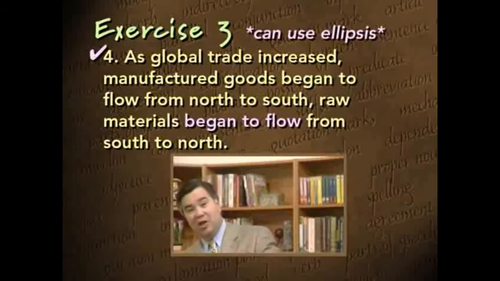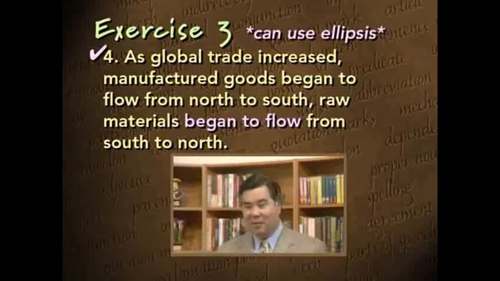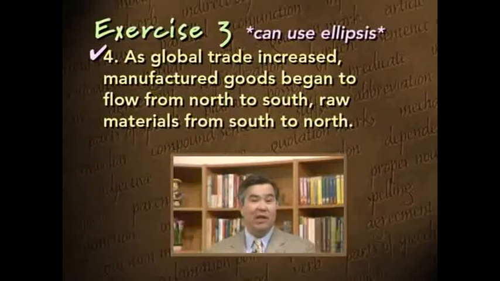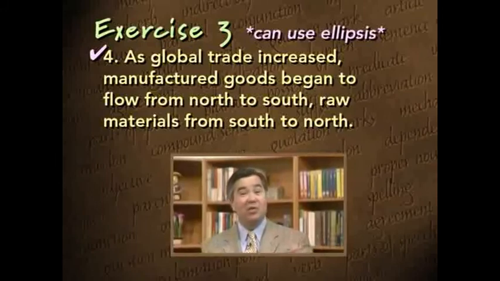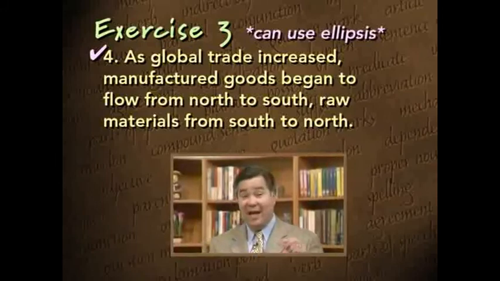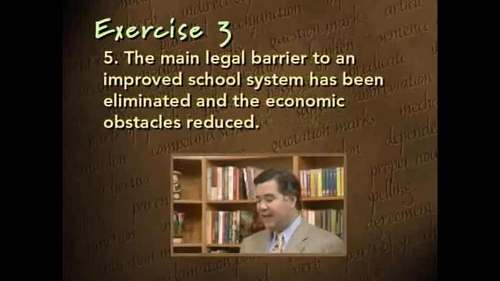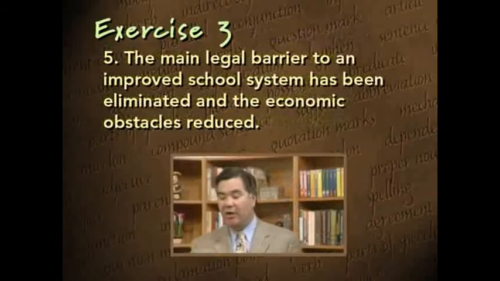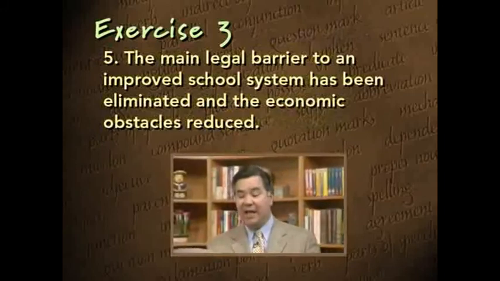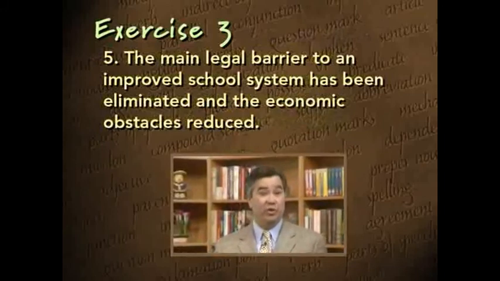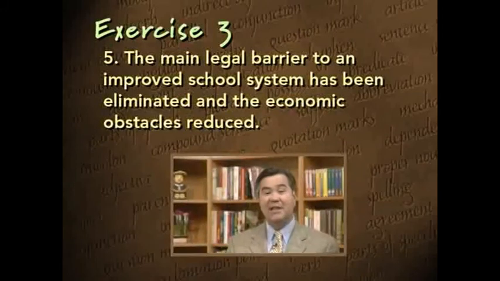When you insert the omitted words, the sentence still makes sense and reads properly, and when they're omitted, the thing is clear and easy to understand. So once again, this is a sentence that has used ellipsis correctly and doesn't need any fixing. And our last example. The main legal barrier to an improved school system has been eliminated and the economic obstacles reduced. Let's use the same test.